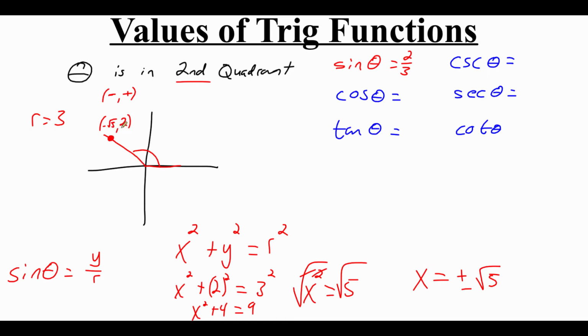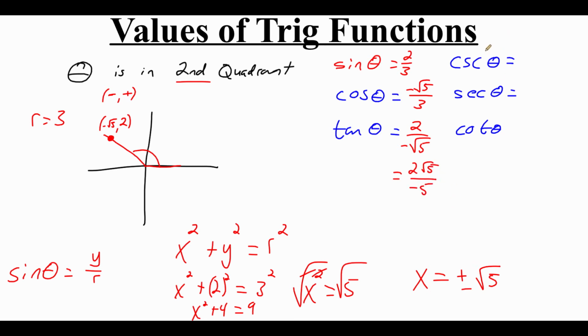So now I've got everything I need in order to find these missing trig values. So remember, cosine is x over r, so we're going to have negative root 5 over that r value of 3. Tangent is y over x, so we're going to have 2 over negative square root of 5. Now we could rationalize that if we wanted to. We would get 2 root 5 over negative 5.